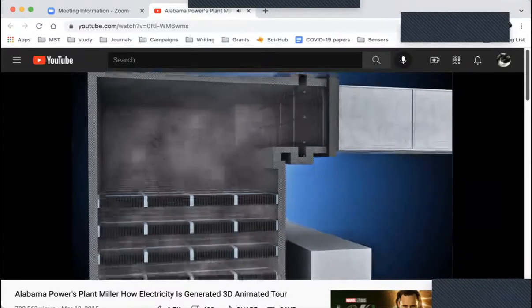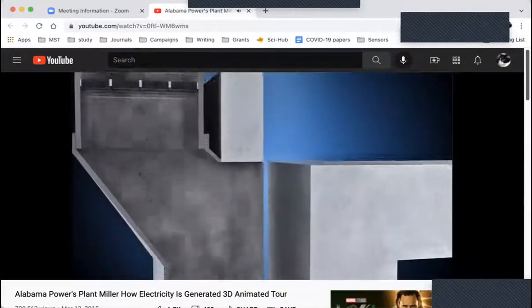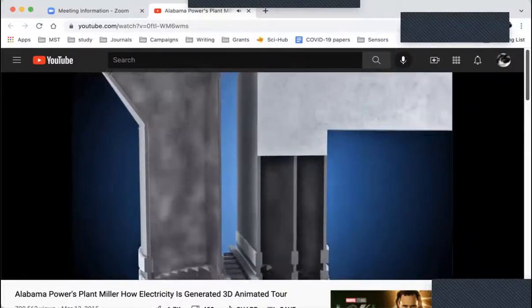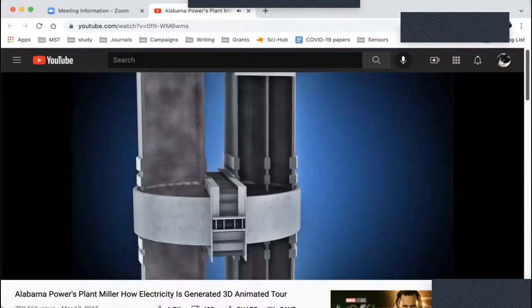The flue gas then passes across the air heater where over 400 degrees of temperature are transferred from the exiting flue gas to preheat the primary and secondary air entering the plant.